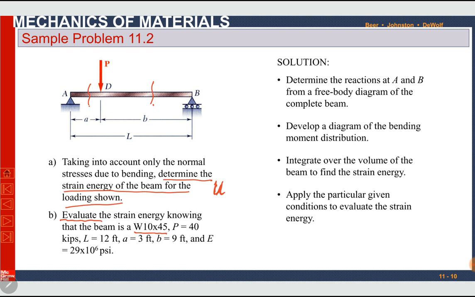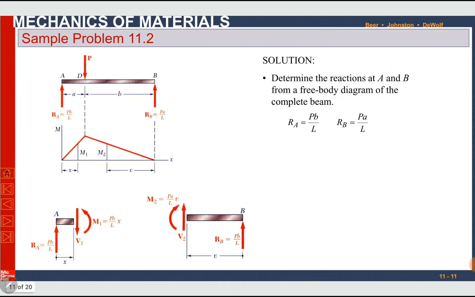So first we need to draw a free body diagram of this beam to calculate the reaction at A and the reaction at B. It is simply from our knowledge of statics. I think the students can calculate the reactions at point A and point B. I will not do it again. You can do it and you will find RA and RB here.